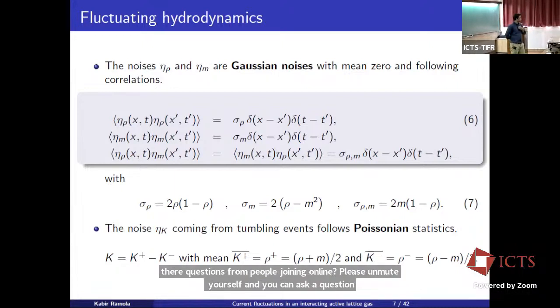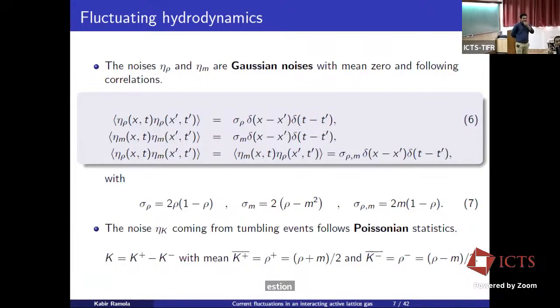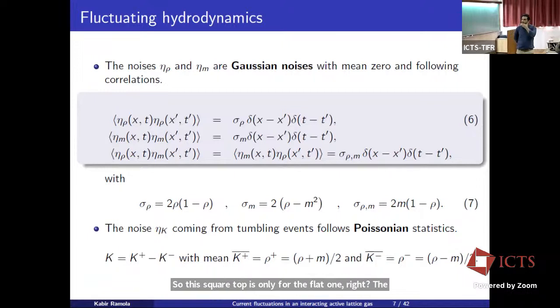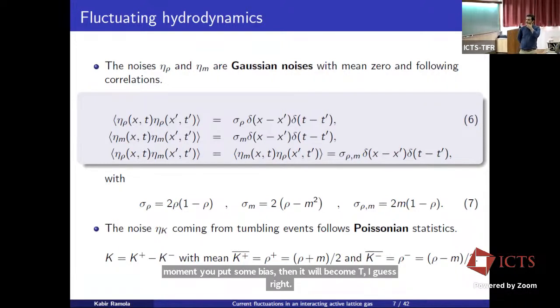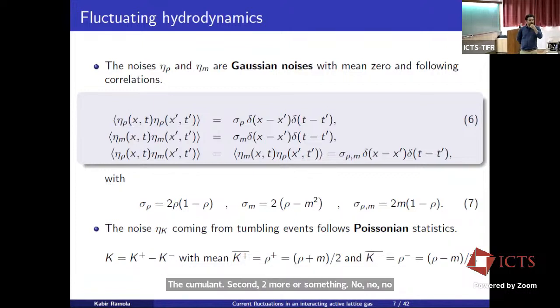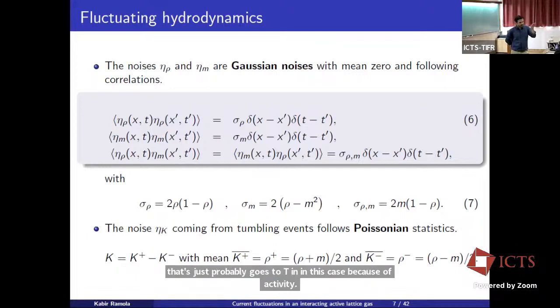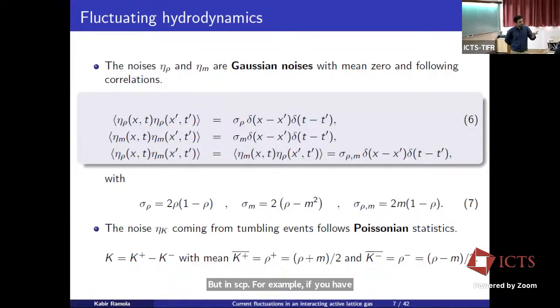Okay. Yeah, Sanjib. So this square root of t is only for the flat one, right? The moment you put some bias, then it will become t, I guess, right? The second cumulant or something? No, in the SSEP it's still square root of t, but it has a very nice dependence. I'm saying in our case, if you put a bias, this probably goes to t because of activity. But in SSEP, if you have non-flat initial conditions, it's still square root t, but with rho a plus rho b instead. Yes.